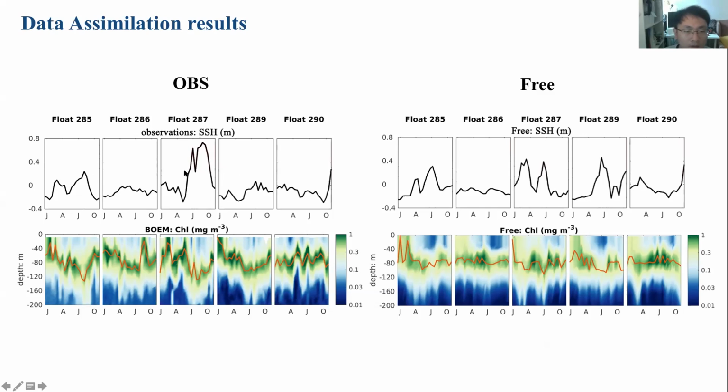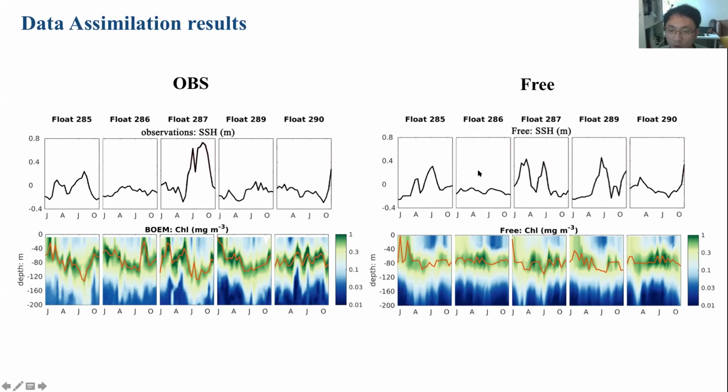So for example, when the SSH is very high, like here and here, this indicates that the BGC algal float might be in an anticyclonic eddy, and in this case, the deep chlorophyll maximum is depressed and relatively deep. But in contrast, when the SSH is low, like here and here, this means the BGC algal float might be in a cyclonic eddy, and in this case, the deep chlorophyll maximum is elevated and shallower.